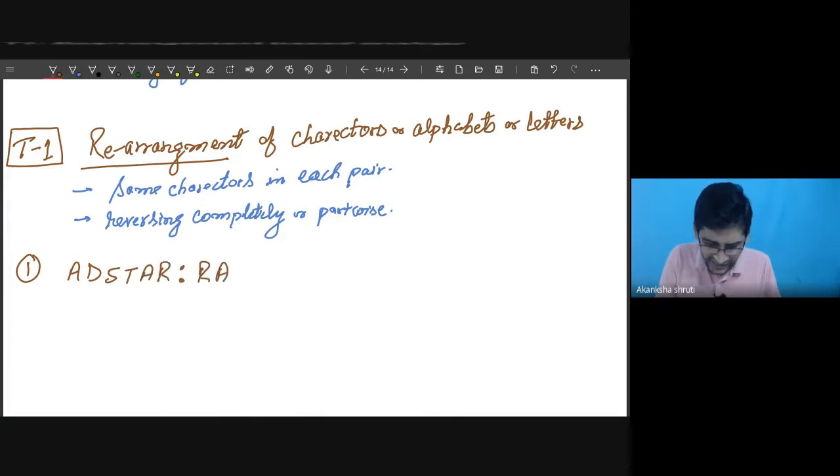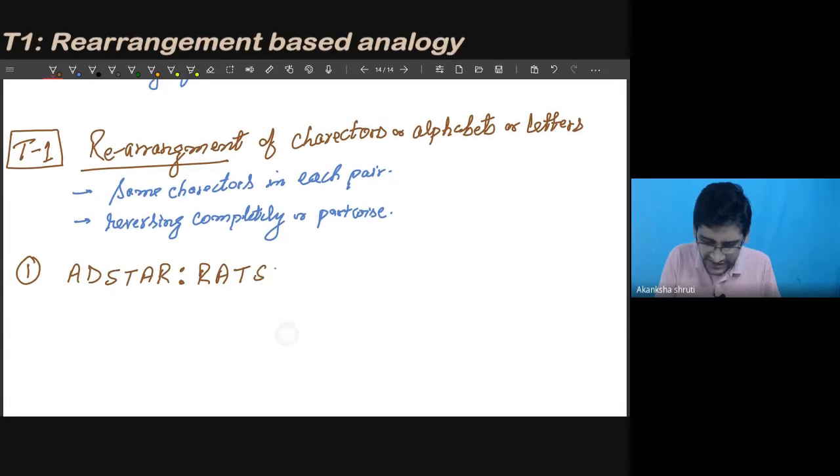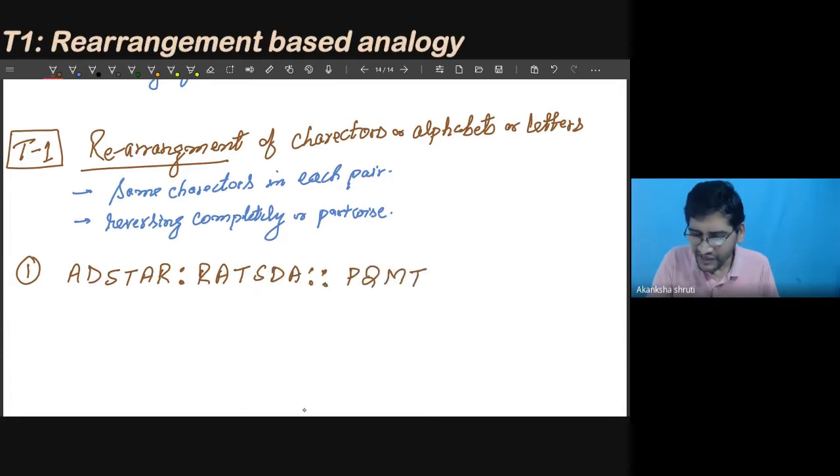ADSTAR. H2RATSDA, then PQMT is to what? Here we are observing ADSTAR.